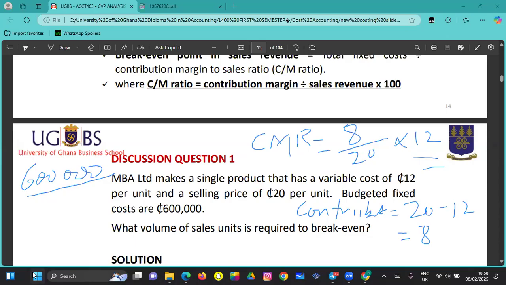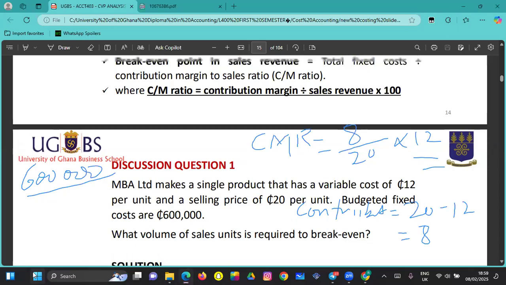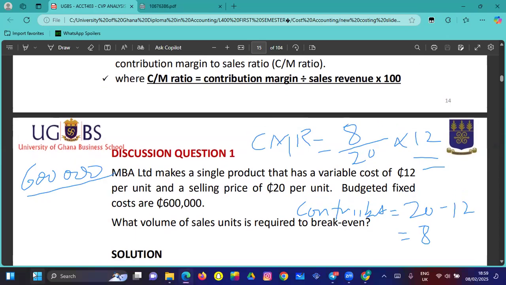We are getting 0.4 here, or 40%. So when we divide 600 by 0.4, you will get 1.5 million. That is the break-even point in sales.